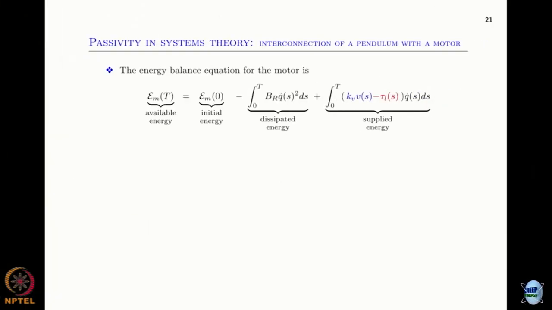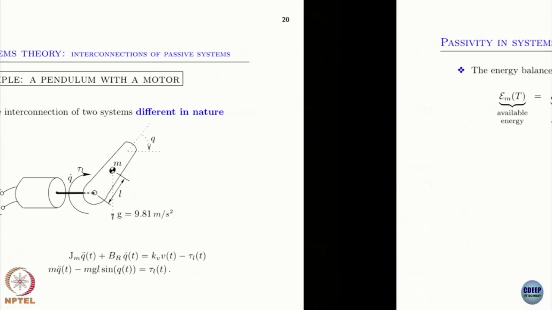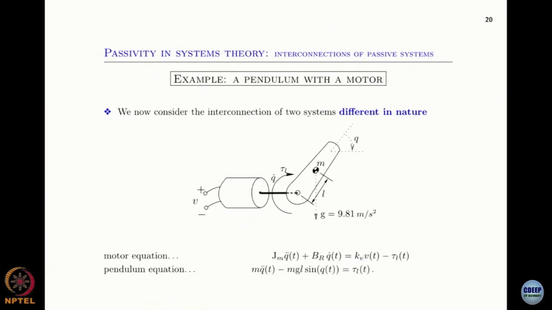If we go and look at the energy balance equations for these guys, so basically we integrate on both sides of both equations, we will have an energy balance equation for the motor, which will be, of course, the energy available at some moment will be equal to the available energy at the beginning, whatever was dissipated in, because we have friction in the rotor. And then the supplied energy, so basically the energy that is entering into the motor. Well, there is, of course, what I supply into the motor to make it spin, that comes here.